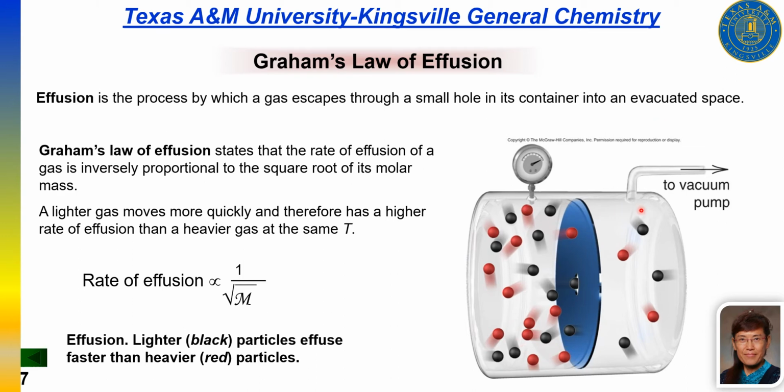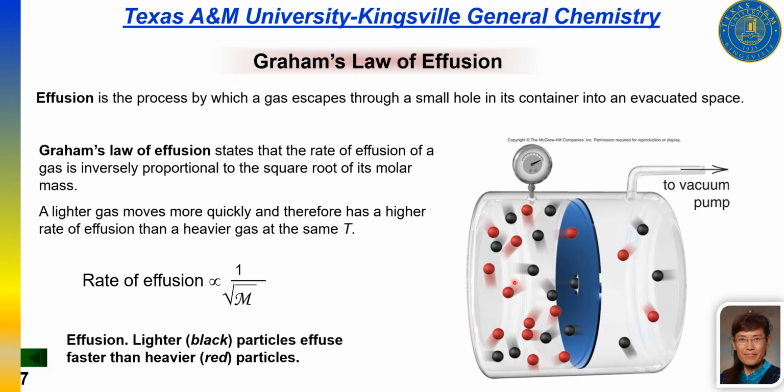Imagine I have this diagram. On your right hand side container, you are going to evacuate the gas. There are no more gases. And then in between, you have this separator, a little tiny hole. If you allow these two sides to connect to each other, what's going to happen?